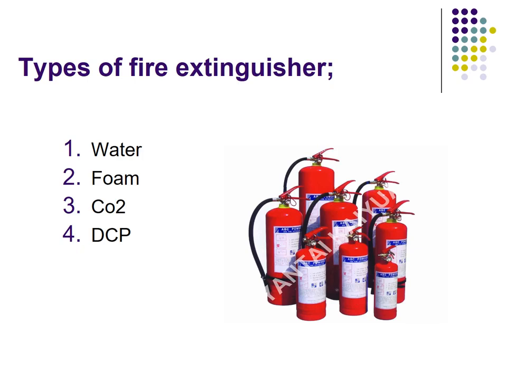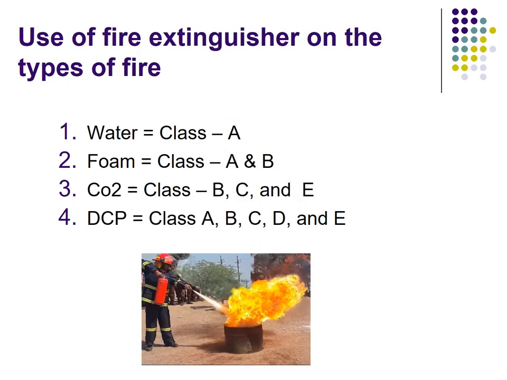Types of fire extinguisher. There are four types of fire extinguisher: 1 water, 2 foam, 3 CO2, 4 DCP. Use of fire extinguisher on the type of fire. Water extinguisher can be used for class A fire. Foam type extinguisher can be used for class A and B fire. CO2 can be used for B, C, E fire. DCP can be used for all types of fire: A, B, C, D and E.